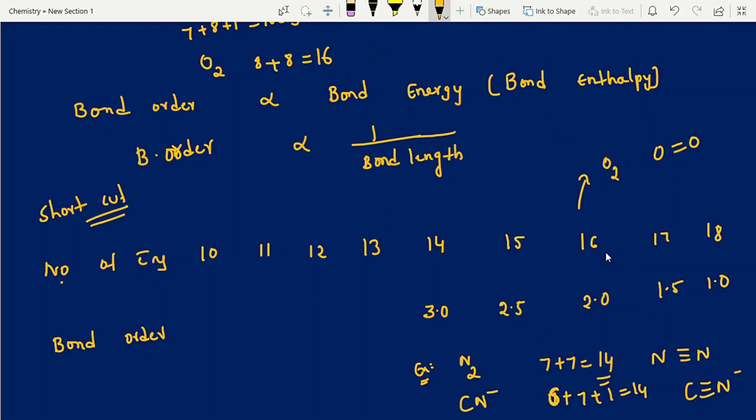So you'll get bond order is 2. Okay, so here also 0.5 you can decrease. That's all your answer, students. Clear? See, if you know bond order, you will come to know bond energy. If you know bond order, you will come to know bond length. Now, bond order very easily we can calculate here, right?